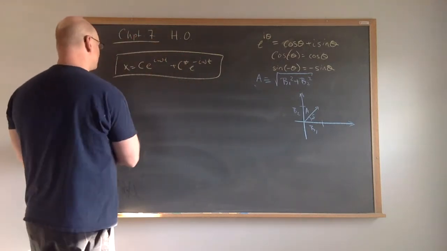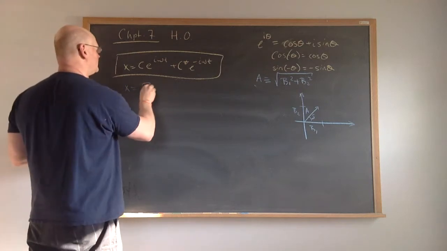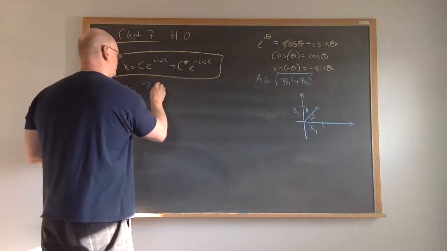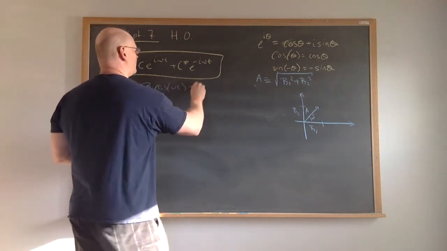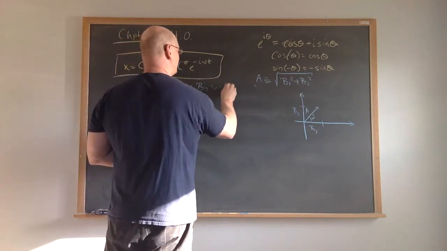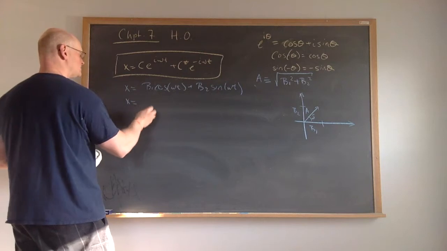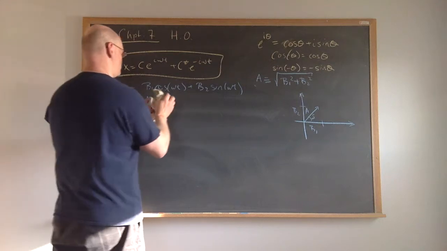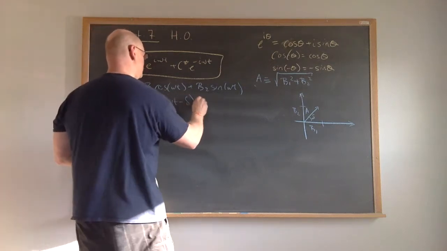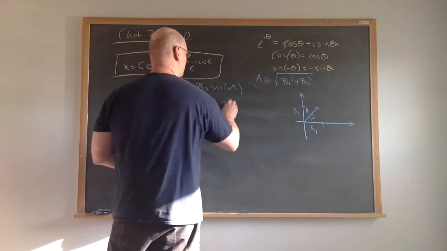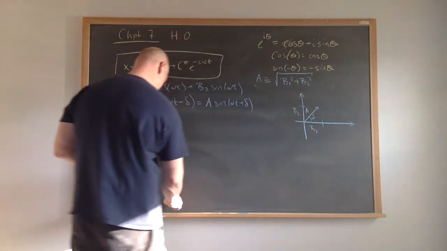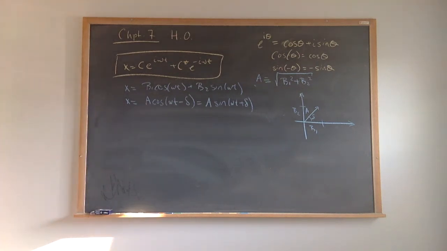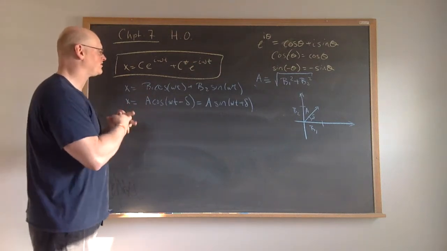So that means we can write x as B1 cosine of omega t plus B2 sine of omega t. Oops, I think I had that cosine before. Or x is equal to A times cosine of omega t minus delta, which is equal to A times sine of omega t plus delta. So again, any one of these three ways are equivalent. They all tell me exactly the same information. It just depends on how I'm looking at it or how I want to represent it.